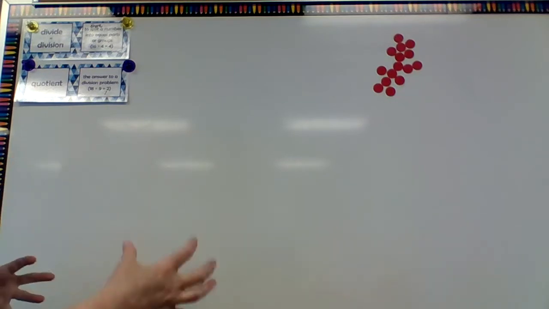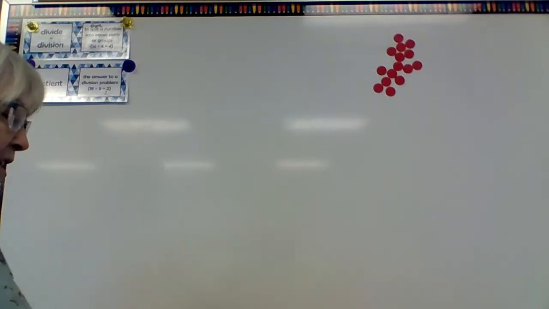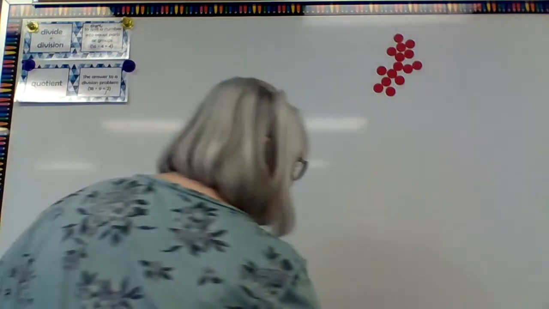That means each group, or if you're sharing with a person, each person, they all get the same number. Okay, when we are dividing, the answer to a division problem is called the quotient. That's a cool word, starts with a Q, a quotient. Now, to help us with division, I want us to think about multiplication.